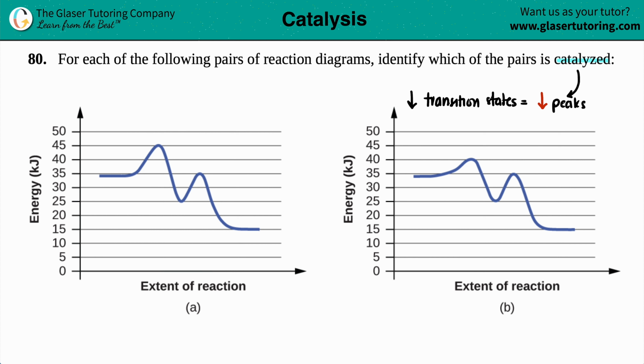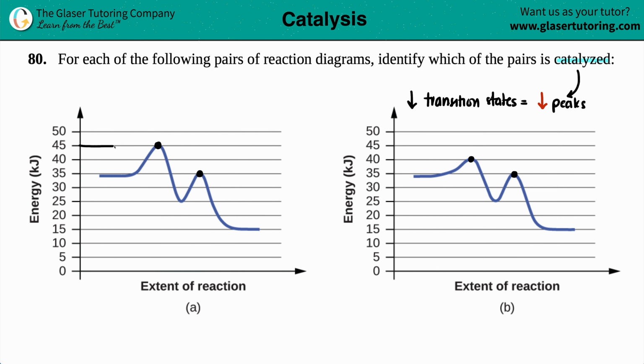In our case, we have 2 peaks for each of these graphs. 1, 2. So, if a question was saying, how many steps is this? You would say that it's 2 steps. 2 peaks, 2 steps. Now, let's see what the numbers are for these transition states.